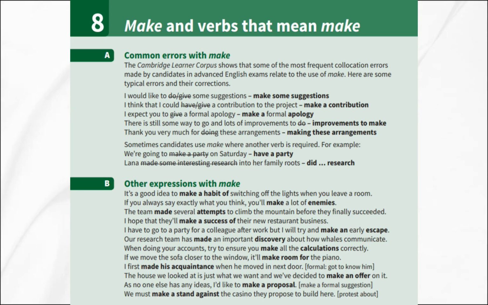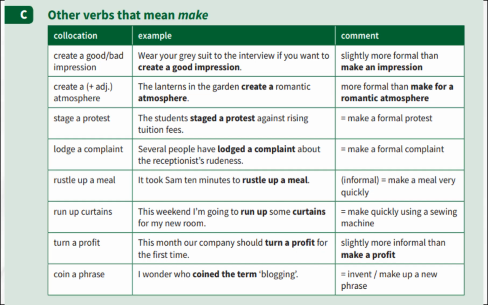In a formal situation, you might say you first made his acquaintance when he moved in next door, meaning you got to know him. When house hunting, if you find the perfect place, you can make an offer on it. In a meeting, if nobody has ideas, you might make a proposal, which is a formal suggestion. And if you want to show strong opposition, you can make a stand against something, like a new casino being built.